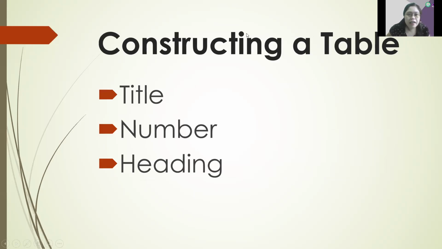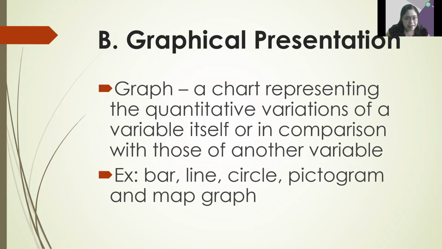Now, in constructing our table, what you need to have is the title, the table, and then the number. So if that's table number 1, you just write table number 1, and you have to provide a heading. So example, table number 1, demographic profile of the respondents. So that will be its title. Okay? So let me show you an example.